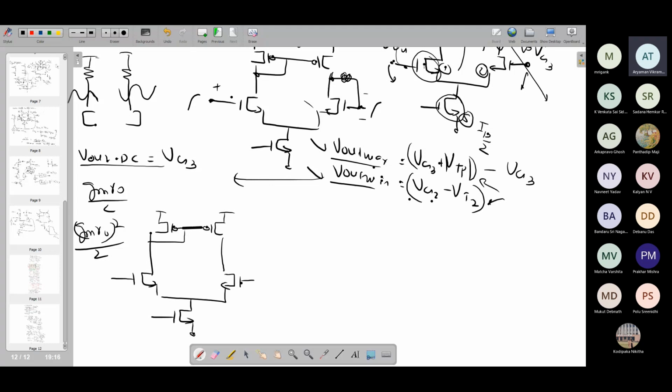Current source load, I think. Then we'll get a gmro. And is it going to be a PMOS current source? Is it going to be a PMOS input or NMOS input? DC level is VG3, which is low. NMOS input, I think so.